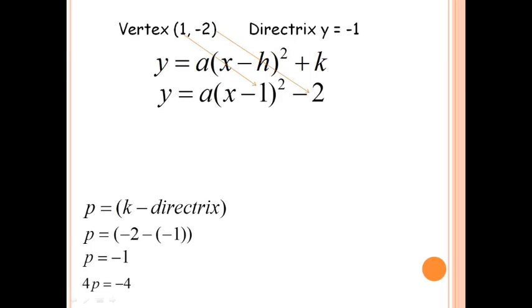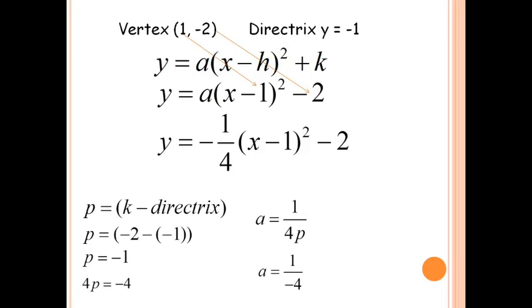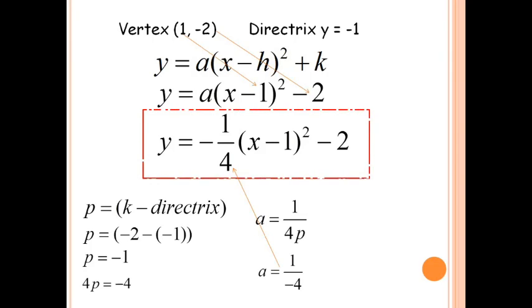It's important for us to know what 4p is equal to, so 4p would be equal to negative 4. Why? Because our a value is equal to 1 over 4p. Plugging in for 4p, I get a is equal to negative 1/4. We can now write the finished equation by replacing that a with the negative 1/4, resulting in our solution equation.